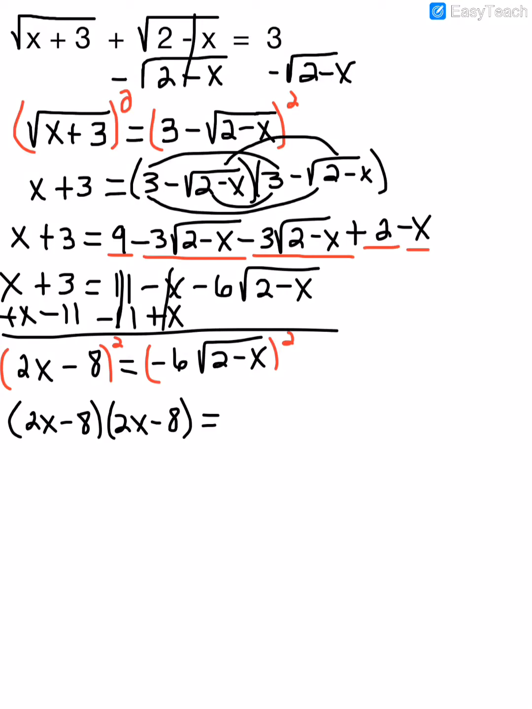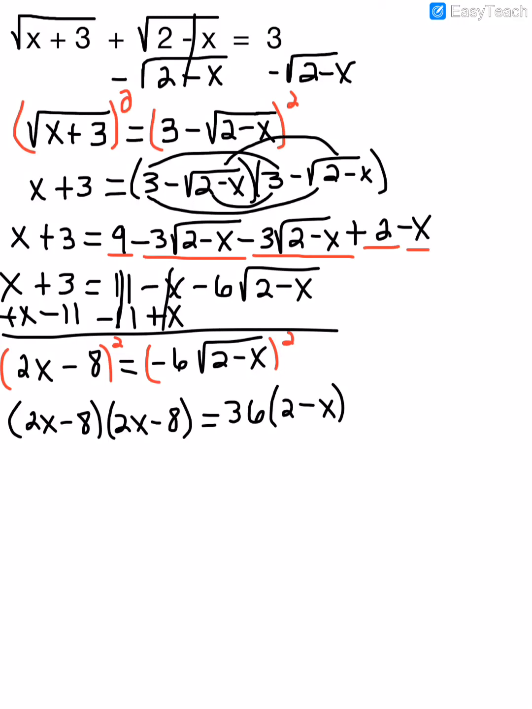But here on the right side, that is not a binomial because there's not a plus or a minus in between the terms. It's -6 times the square root of 2 minus x. So because of that, since those are not separated by plus or minus, I can just square that side of the equation. If I square -6, that gives me a positive 36. And then once again, when I square a square root, it just cancels out the square root, and I'm left with 2 minus x.